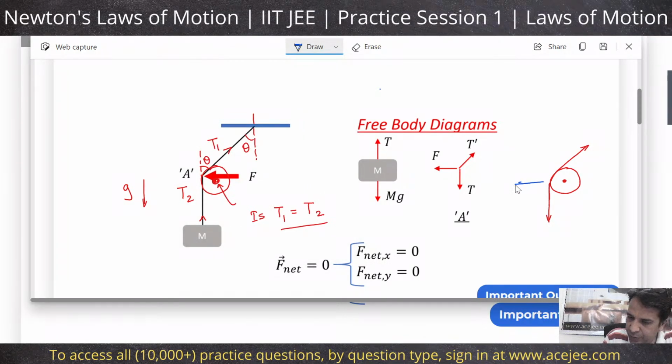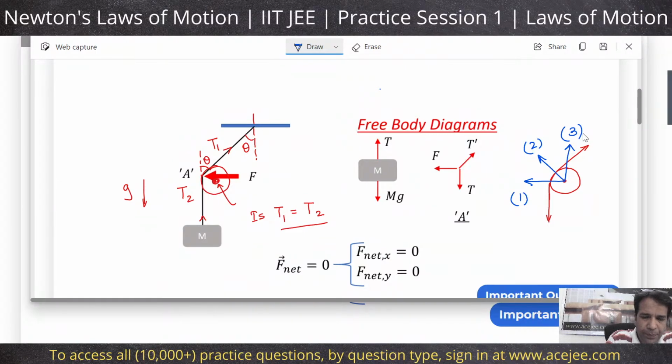Can they be in this direction? Can they be like this? Would they have to be in this direction, somewhere in that direction? So I guess the second one. Second one. Okay.